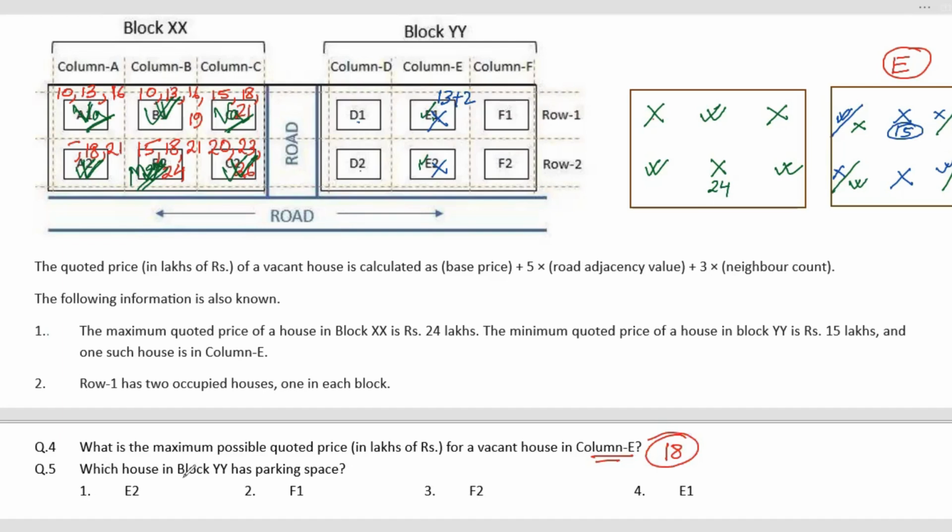Question number 5. Which house in block YY has parking space? That we already got. This is the house, which is nothing but E1. So E1, option 4, is the parking space.